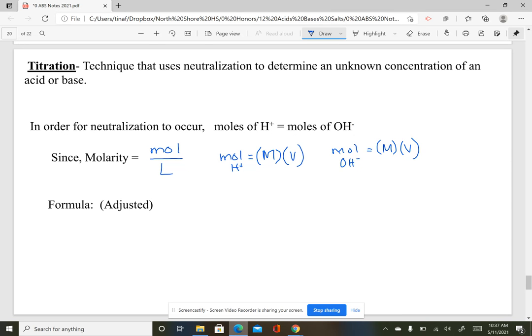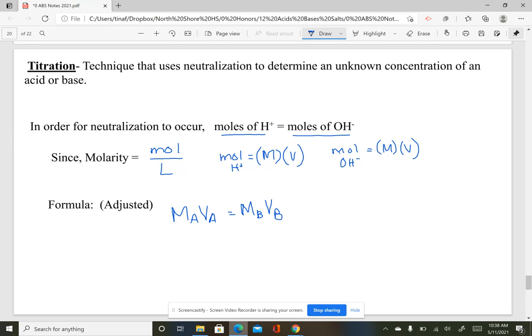So to take those two formulas and put them together, if I have a neutral solution, my moles of hydrogen ions and my moles of hydroxide ions have to be equal to each other. So I can say, oh, okay, well, the molarity of the acid times the volume of the acid is the moles of H plus, and that has to equal the molarity of the base times the volume of the base. And that's going to give me my moles of OH that have to be equal to each other.